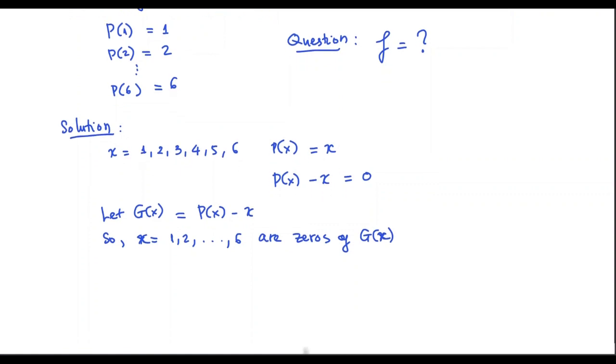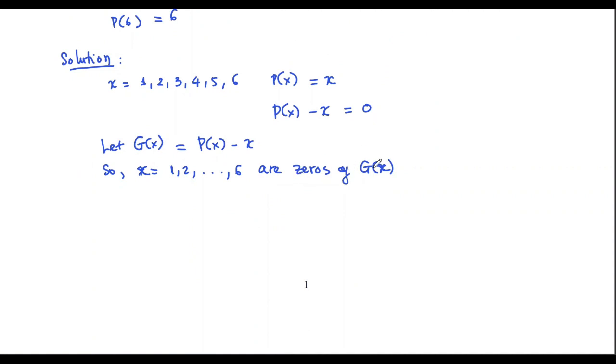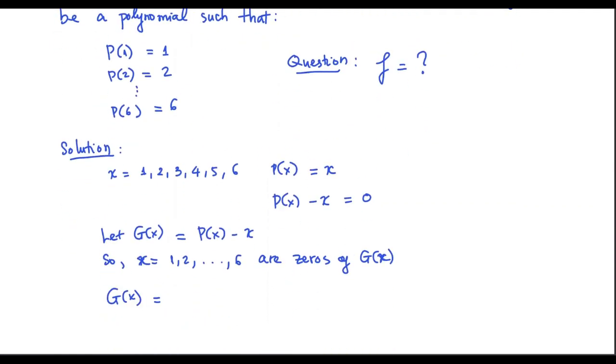Since g of x is p of x minus x, we rewrite g of x by replacing p of x: g of x is equal to 10 x to the power 6 plus a x to the power 5 plus b x to the power 4 plus c x to the power 3 plus d x squared plus e x plus f, then minus x. That is g of x.